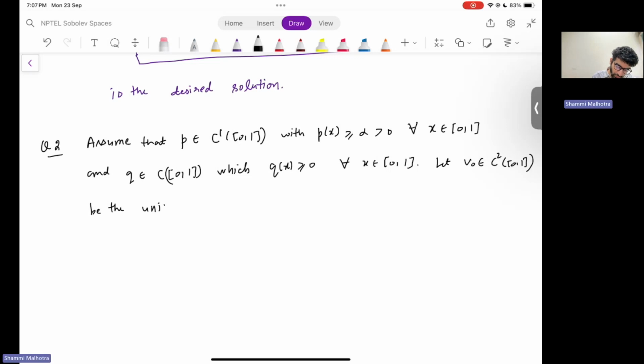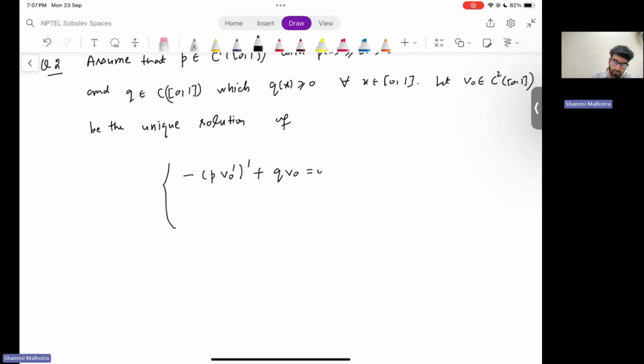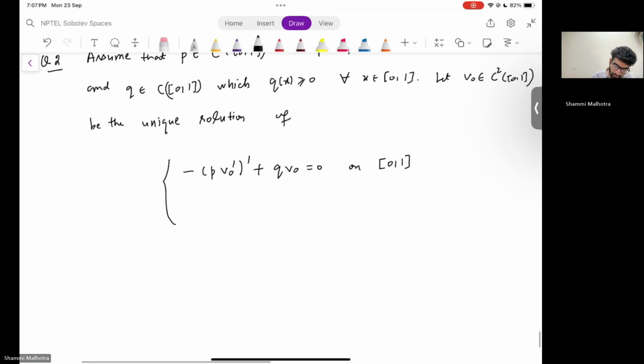In fact, the unique solution of minus (P v0')' plus Q v0 equal to 0 on the closed interval [0, 1], and v0(0) is 1 and v0(1) is again 0. So let's name this system P1.